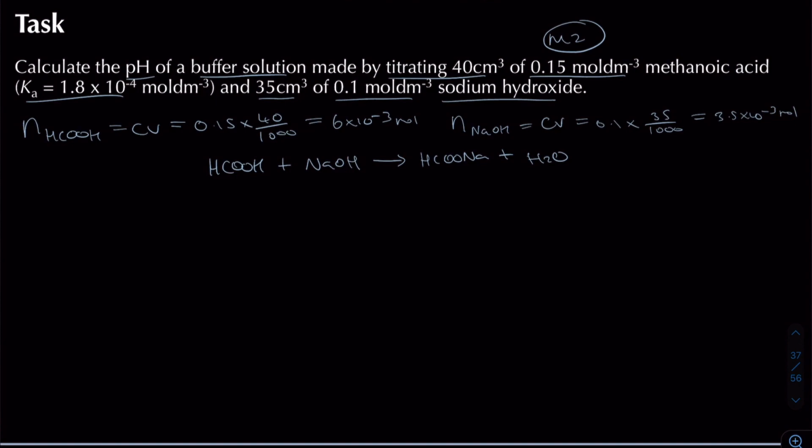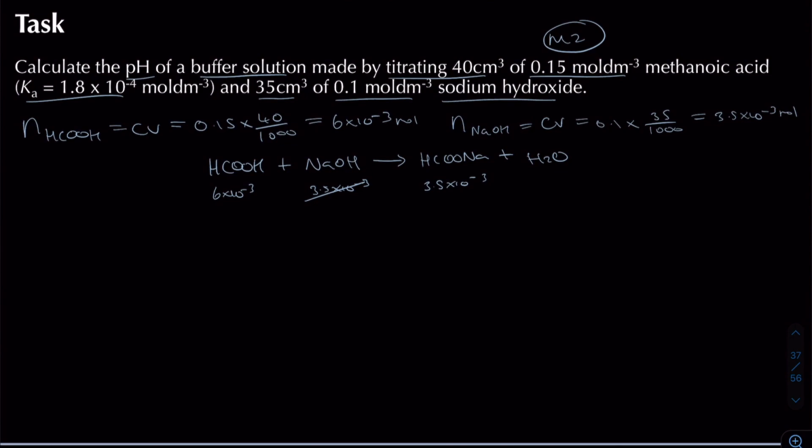So in that case, if I've got 6 times 10 to the power of minus 3 lots of this, and I've got 3.5 times 10 to the power of minus 3 lots of this, I know that the limiting reagent is going to be sodium hydroxide. All of that will react, and that will actually produce, because we've got a 1 to 1 ratio, 3.5 times 10 to the power of minus 3 lots of sodium methanoate.